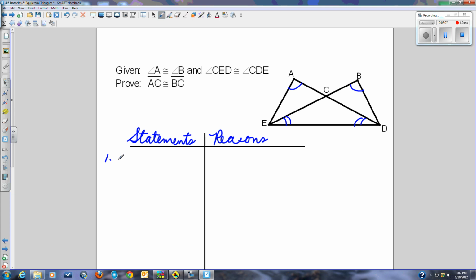And so let's start by just listing what we're given. Angle A is congruent to angle B. That's given. And also that angle CED is congruent to angle CDE. That is given.